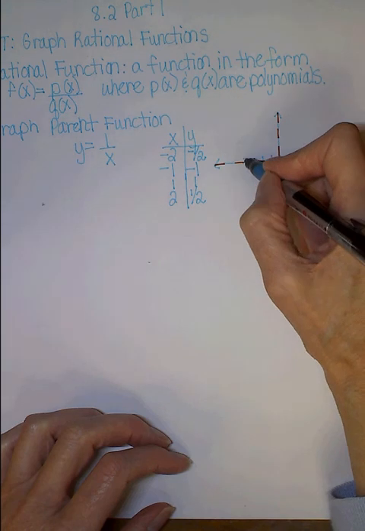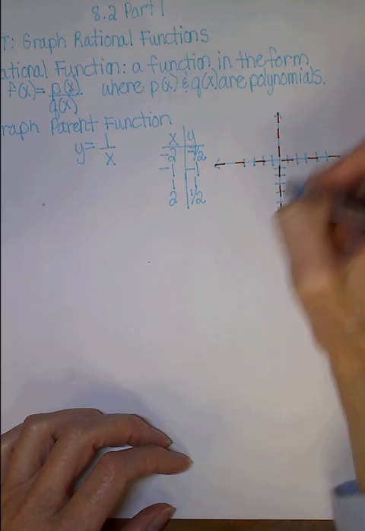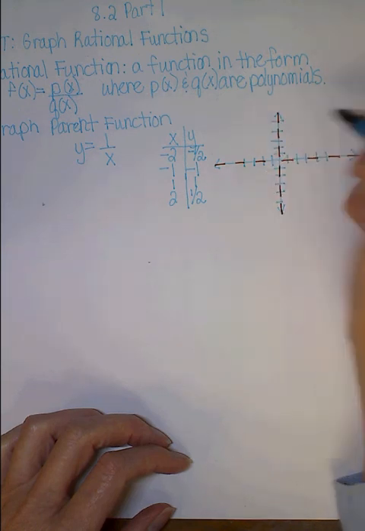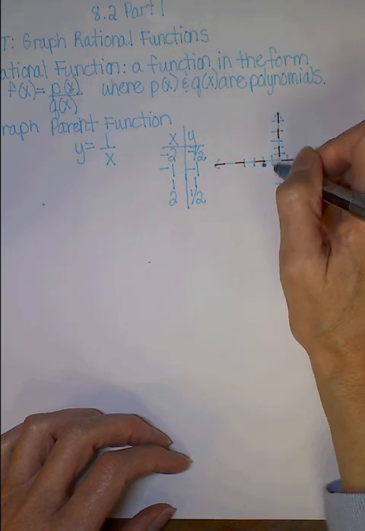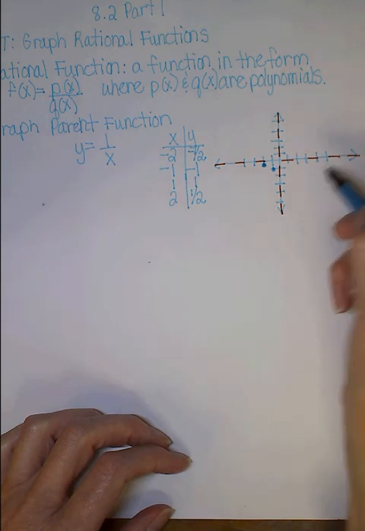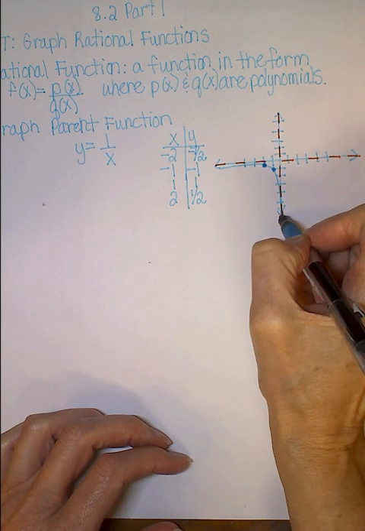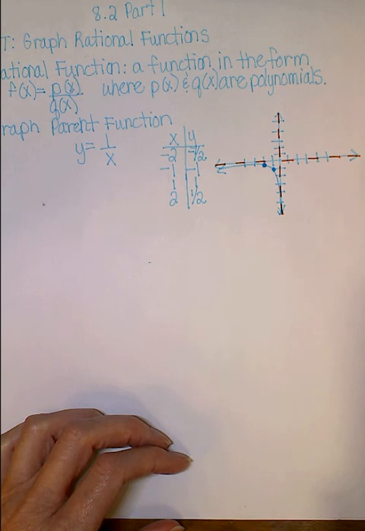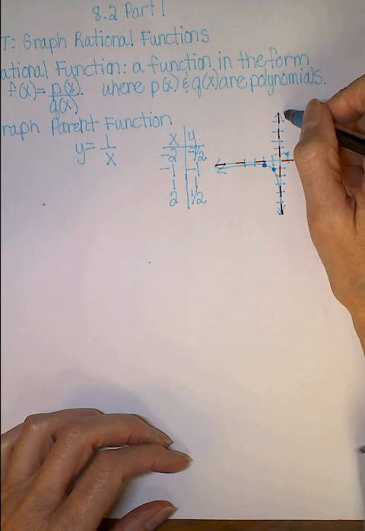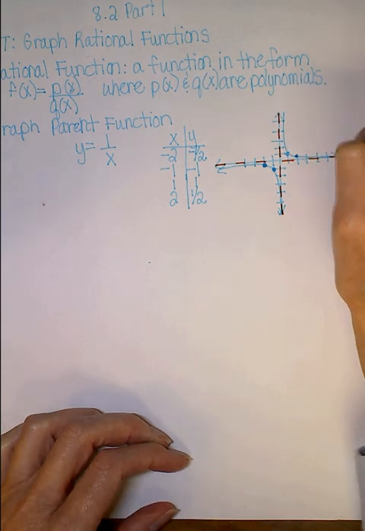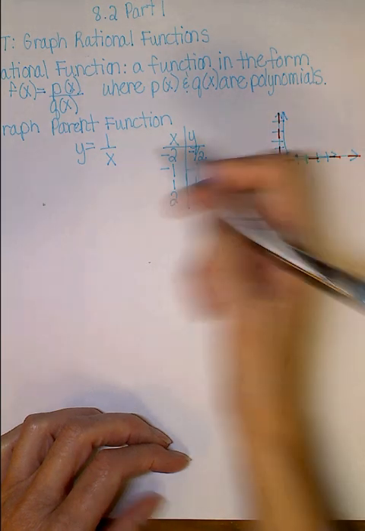Alright, so let's plot these points. And I'll show you what's going to happen with these kind of graphs, these rational functions. Alright, negative 2, negative 1/2, negative 1, negative 1. And what happens is this is going to be a piece of our graph that's going to follow the asymptotes. It's not going to cross. And then let's plot 1, 1, and 2, 1/2. And this is going to be another piece following these asymptotes. And these two pieces are called branches.